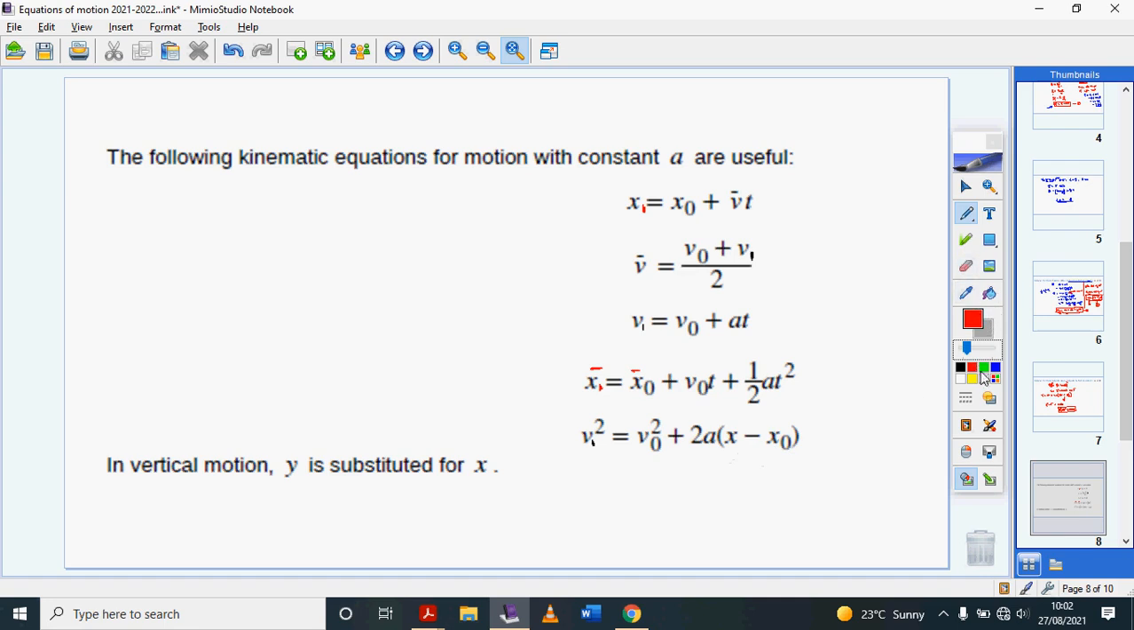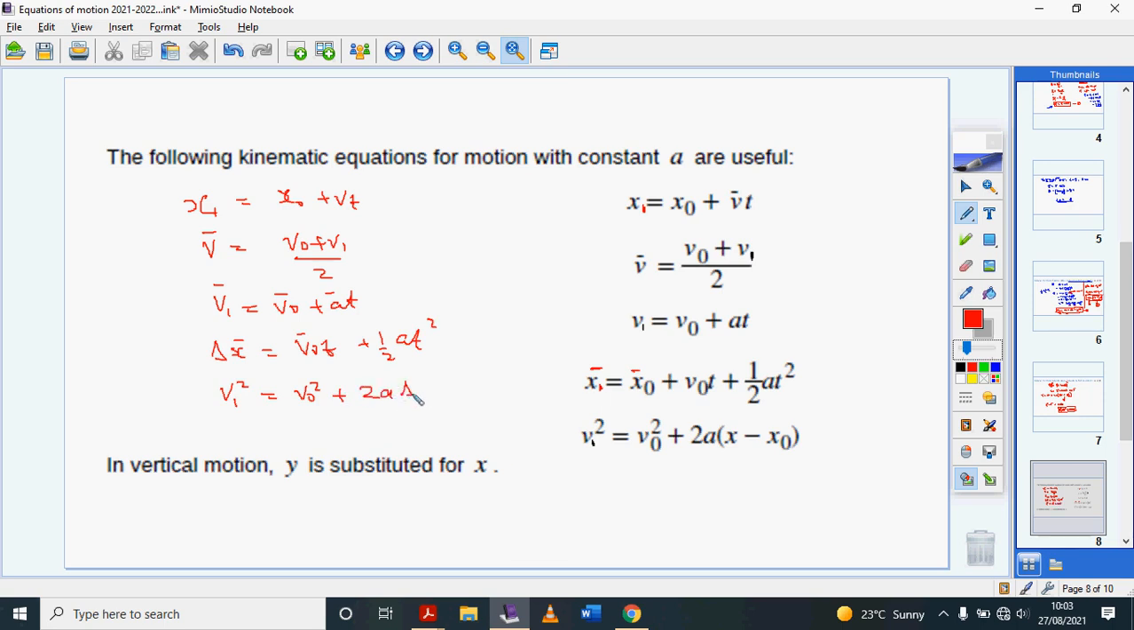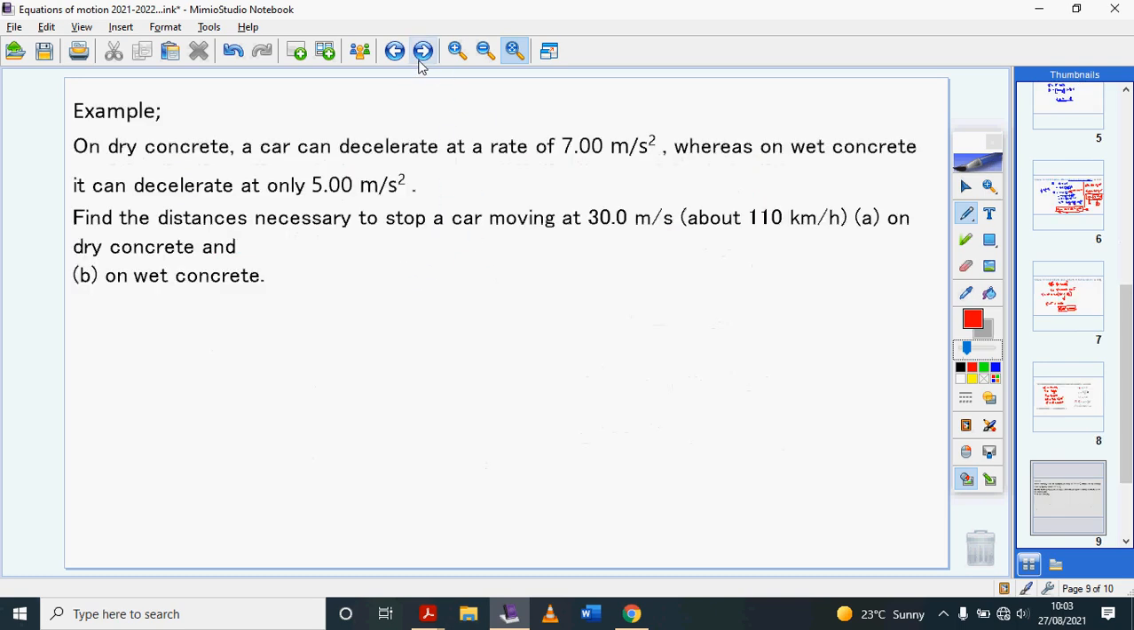If you want, you can rewrite them for yourself, write a summary somewhere, something like x1 equals x0 plus vt, v average velocity is (v0 plus v1) over 2, v1 is equal to v0 plus at, change in displacement is equal to v0 t plus a half at squared, and finally v1 squared is equal to v0 squared plus 2 times acceleration times change in displacement. So those are the equations. Now we just need to start using them.